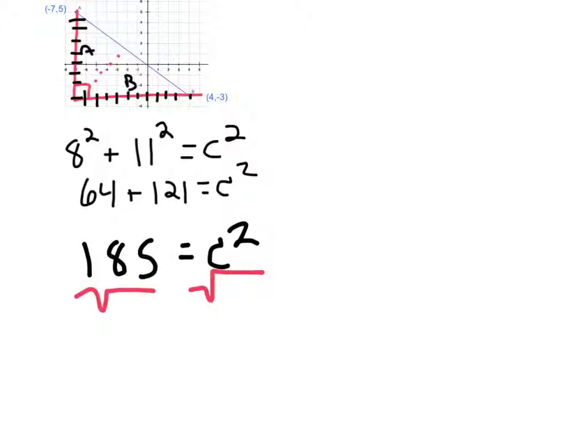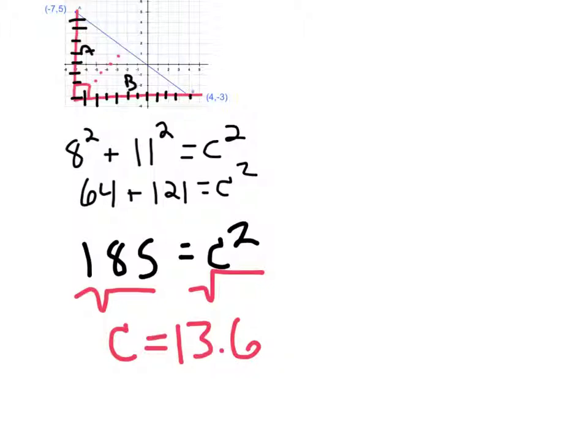And with my handy-dandy calculator, 185 square rooted is approximately 13.6014705, a whole bunch of digits, so we're just going to call it approximately 13.6. So again, there we are. That's exactly how we use the Pythagorean theorem.